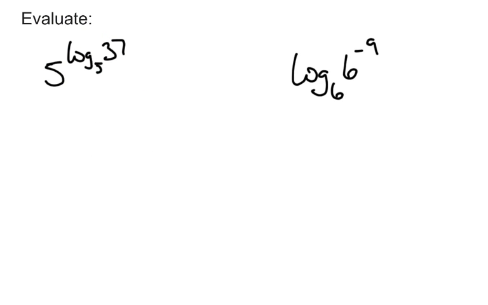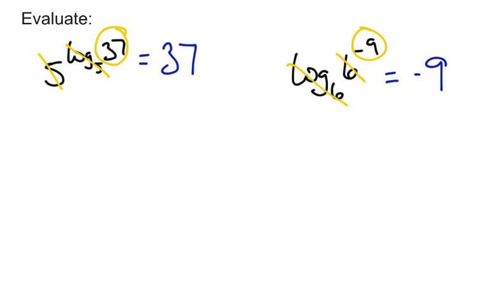So if we need to evaluate these two expressions, at first they might look intimidating, but we notice that the base of the exponent and the base of the log are the same. So this thing is just going to simplify to 37. In the next one, base of the log and the base of the exponent are the same. So this thing is going to simplify to -9. Super sweet.